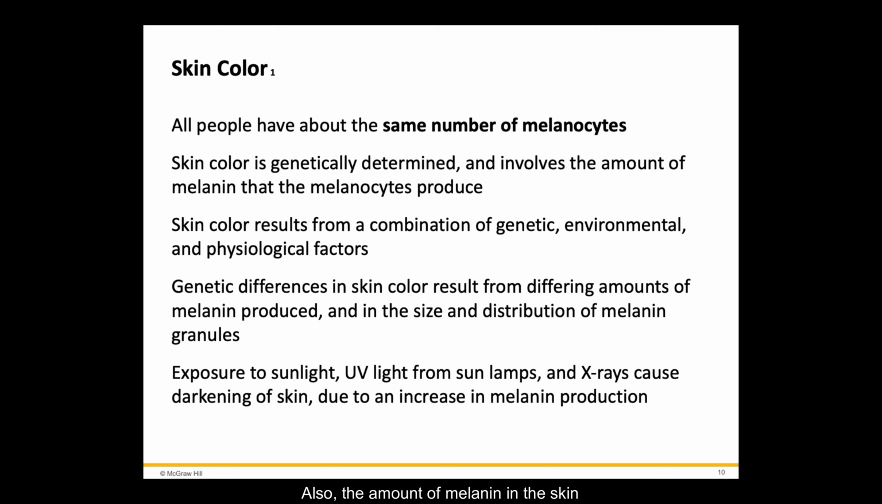Also, the amount of melanin in the skin varies with exposure to ultraviolet radiation, which stimulates melanin synthesis. An important factor in skin variation is ancestral exposure to ultraviolet radiation, which accounts for geographic and ethnic differences in skin color today.